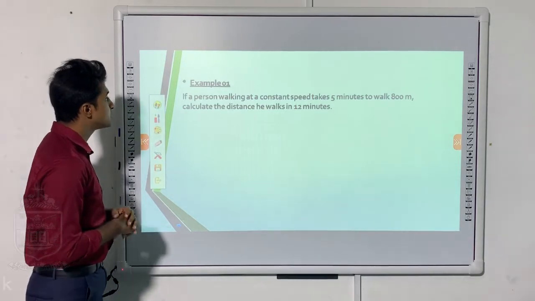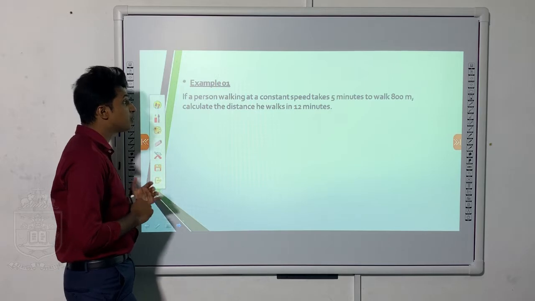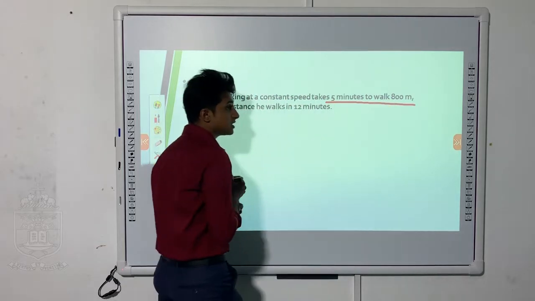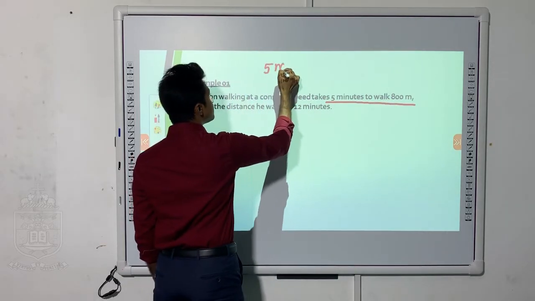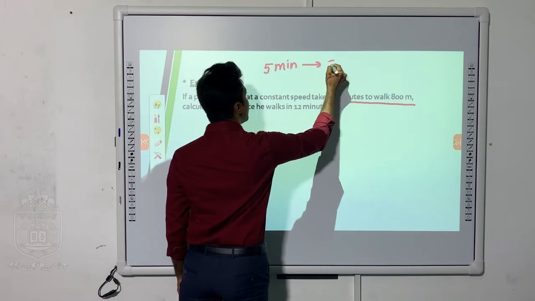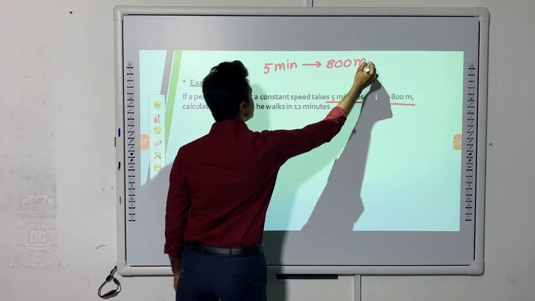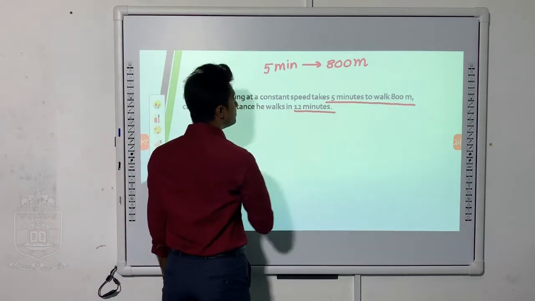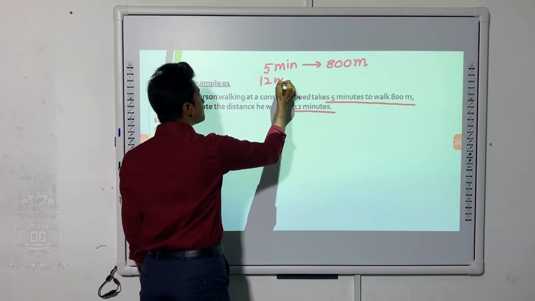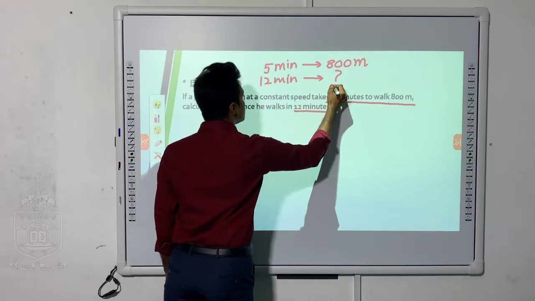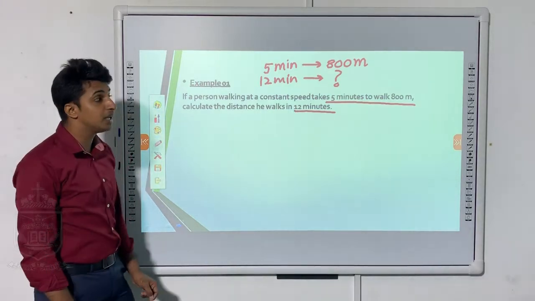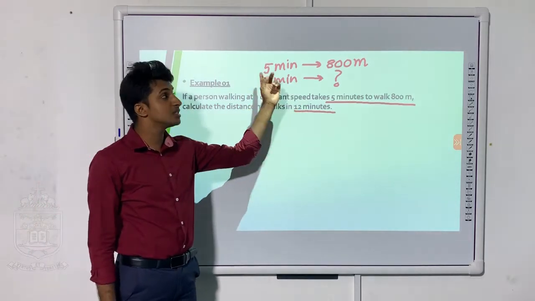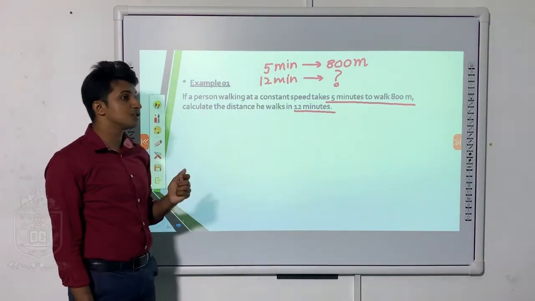Example number 1. A person walking at a constant speed takes 5 minutes to walk 800 meters. Calculate the distance he walks in 12 minutes. Okay, so 12 minutes, how much? It's better to write this part at the very beginning of the question, because then it is easy for us to approach the question.